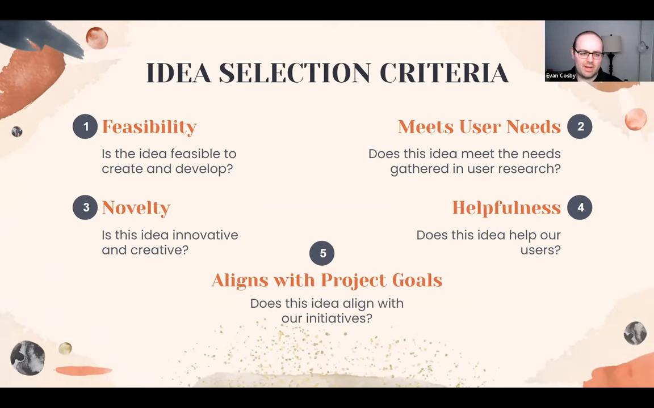First one is feasibility. Is the idea something that we can create and test feasibly? Point 2, does it meet our user needs? 3, novelty. Is it a unique and innovative idea? Point 4 is helpfulness. Does it actually help our users out? And the last one would be aligns with project goals.